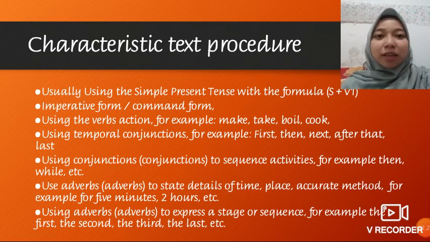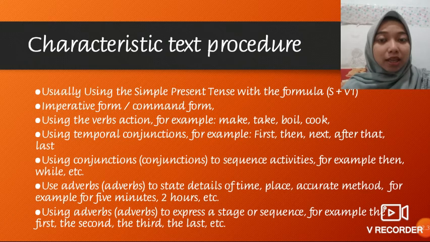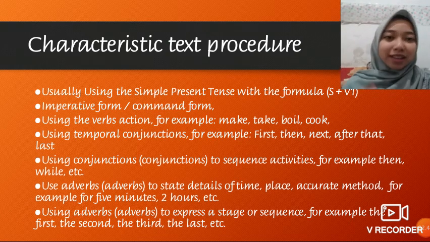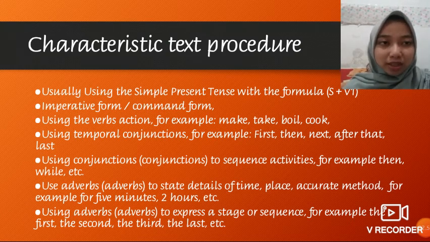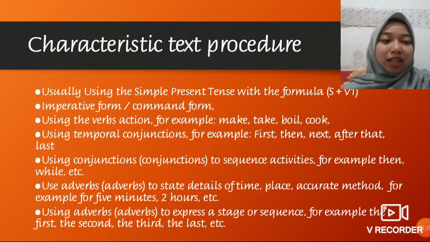Number four, using temporal conjunctions. For example, first, then, next, after that, and last. Number five, using conjunctions to sequence activities. For example, then, while, and etc. Number six, using adverbs to state details of time, place, and method, for example, for 5 minutes, 2 hours, and etc. And the last is using adverbs to express a state or sequence. For example, the first, the second, the third, the last, and etc. Okay.